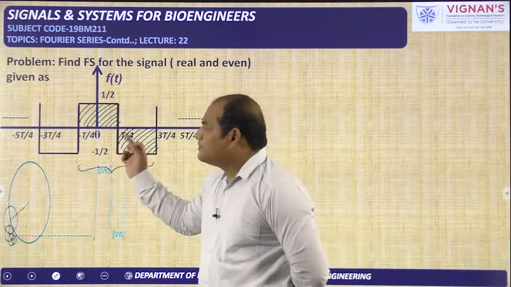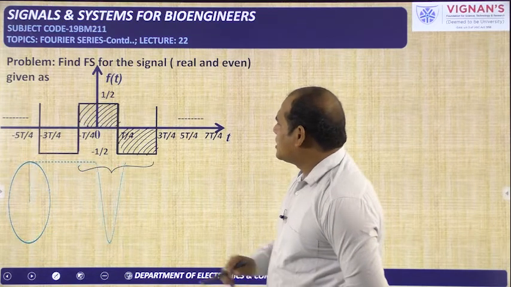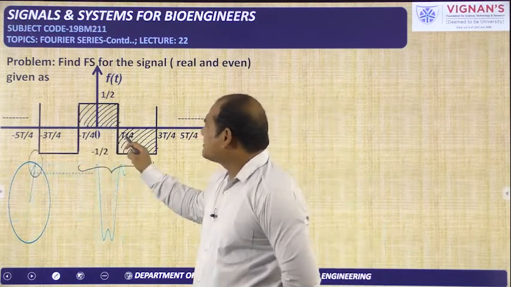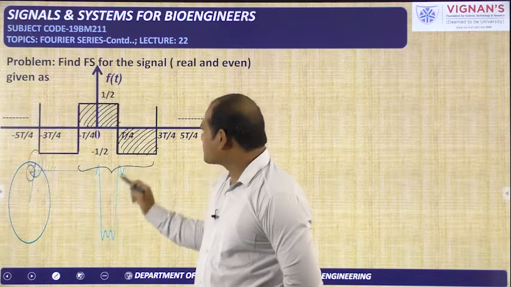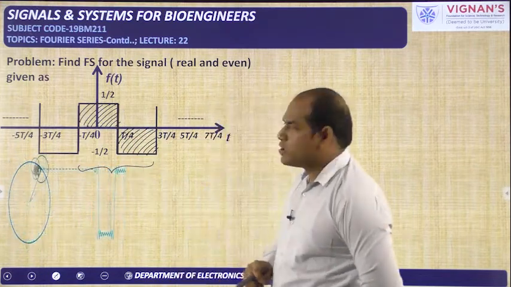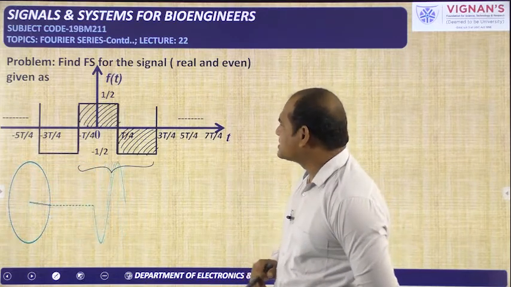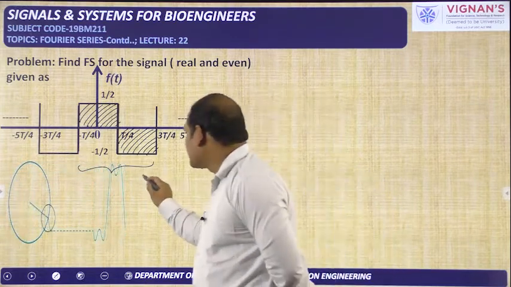So over one period we need to do the integral. For that purpose, from minus T by 4 to plus T by 4, the amplitude is 1 by 2, and from T by 4 to 3T by 4, the amplitude is minus 1 by 2. In this manner we can do the analysis for this one. So the same thing I am writing here.